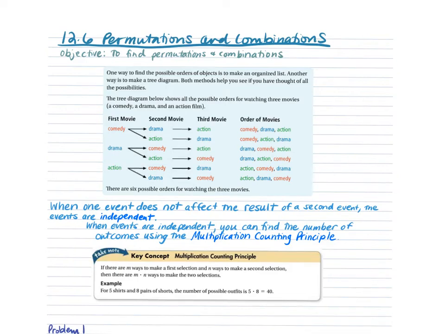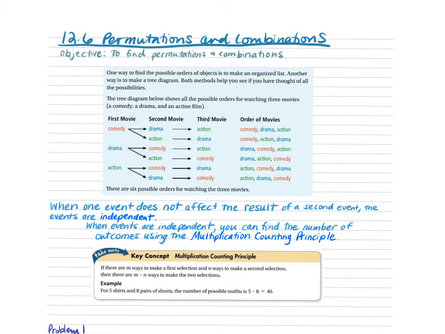Okay, this is Algebra 1D 12.6 Permutations and Combinations video lesson. The objective is to find permutations and combinations. Permutations and combinations involve counting different ways of ordering things and grouping things. So that's what we're going to start with here.